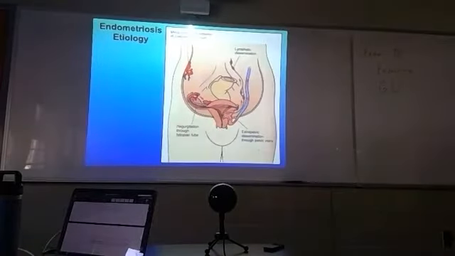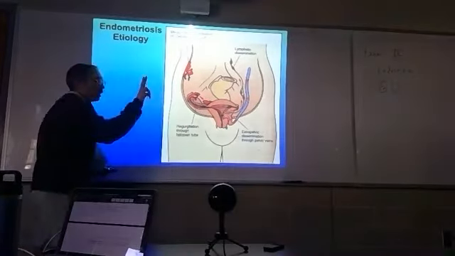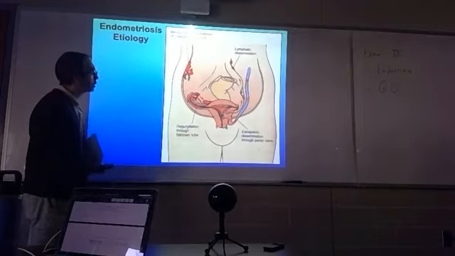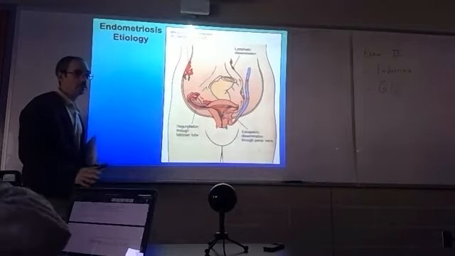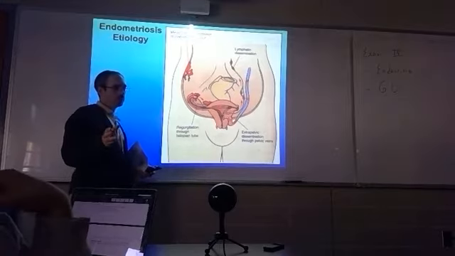Okay, let's take a look at some of the theories that have been proposed to explain the presence of this ectopic endometrial tissue in the pelvic cavity. So here we have the pelvic cavity here. There have been three primary theories that have been proposed, still favored, that could explain the presence of this ectopic endometrial tissue. Now, any one of these theories could be right.